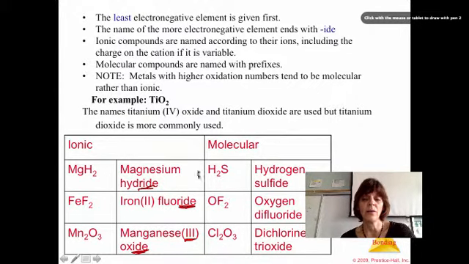Whereas in molecules, you don't have any Roman numerals, and to indicate the ratio of atoms attached, you use prefixes, such as in oxygen difluoride, di meaning there's two fluorines attached to the oxygen, or dichlorine trioxide. Hydrogen sulfide should probably be written as dihydrogen monosulfide, but historically it's always been hydrogen sulfide, so it's not written that way.